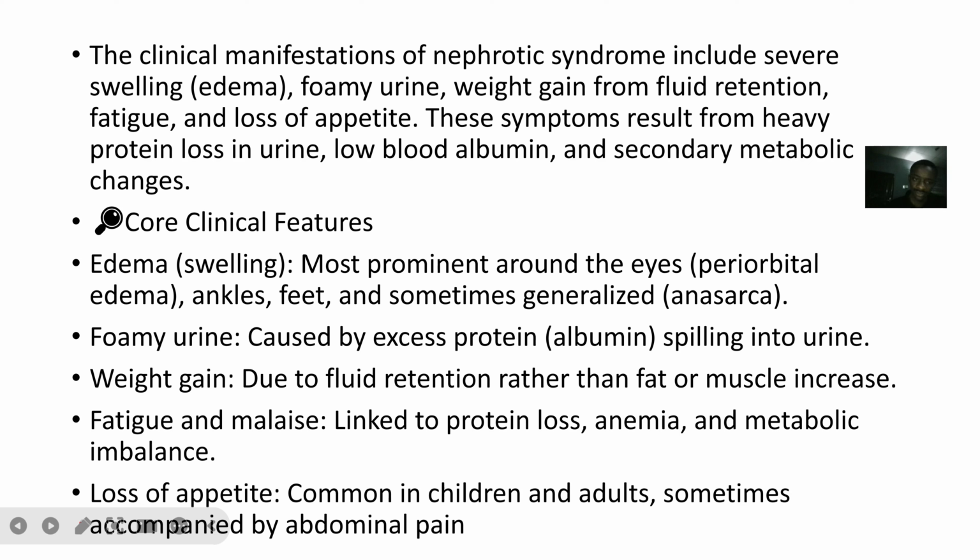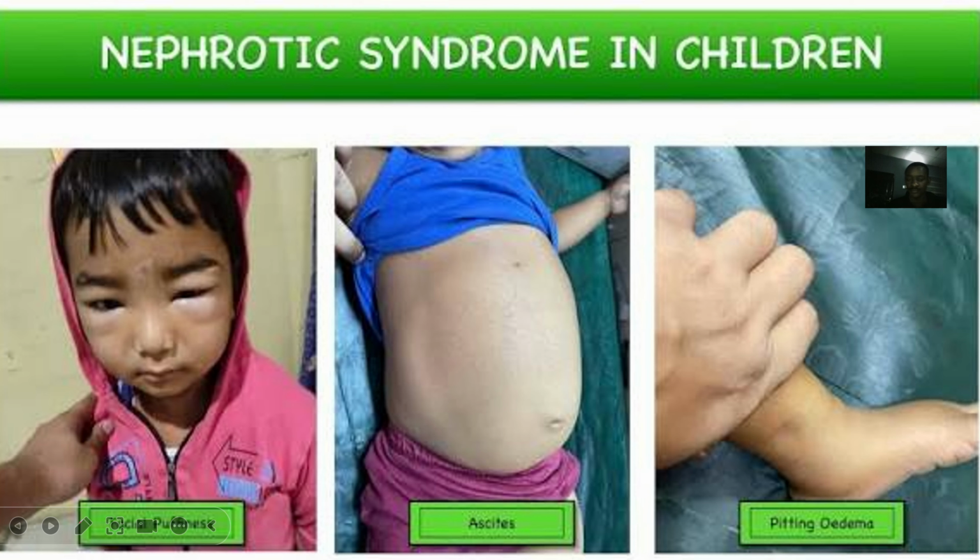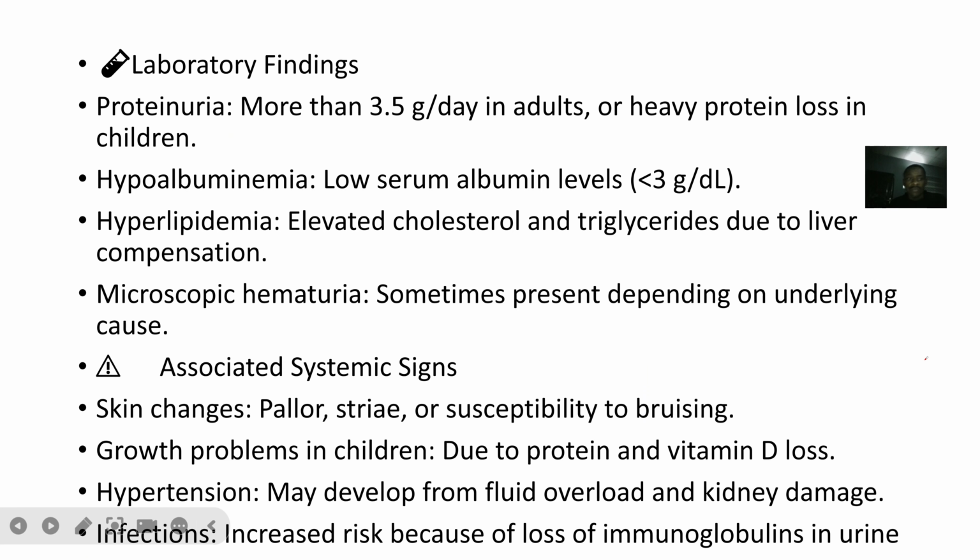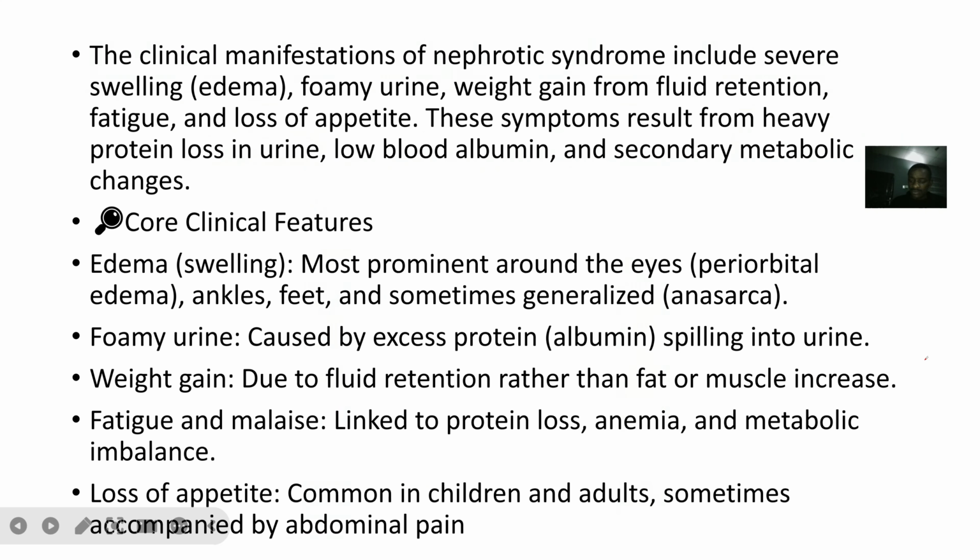So, the most disturbing thing there is edema. You can see that this child has a swelling around the eye, swelling in the stomach, swelling on the leg. So, edema is the most prominent. I see it around the eyes, periorbital, around the ankles, that's pedal, feet, and sometimes the swelling is everywhere. So we call that a generalized edema.